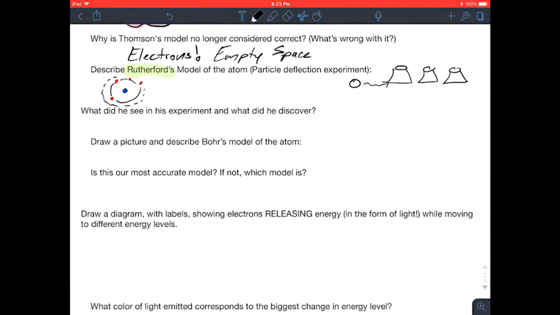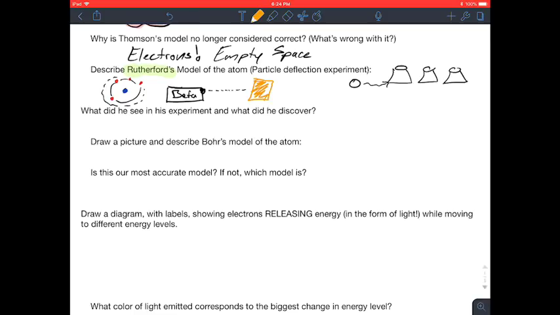Okay, and the big way that he discovered this is he took gamma rays, or not gamma rays. Who am I talking about? He didn't take gamma rays. He took beta particles, right? A different type of radiation, not gamma. He took beta particles and he shot them at a piece of gold foil.